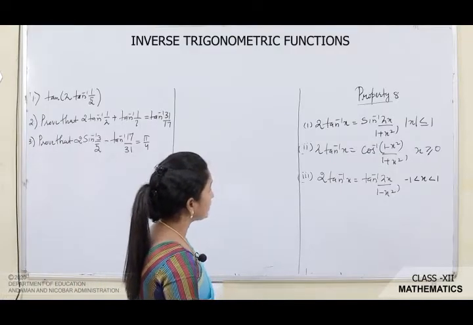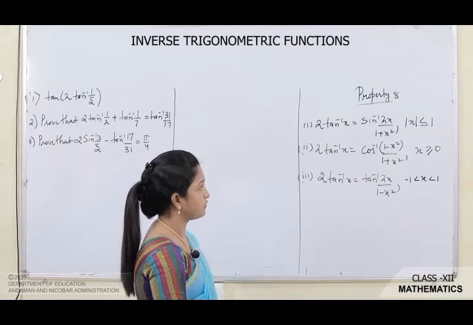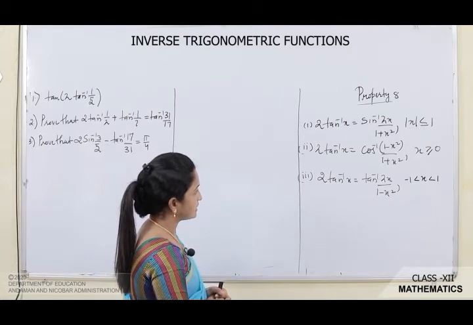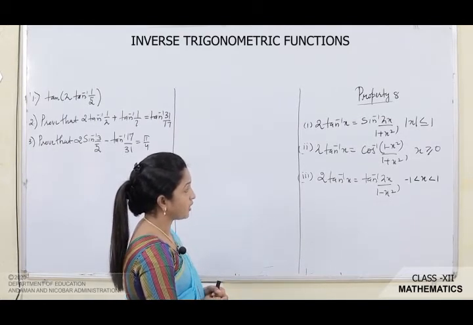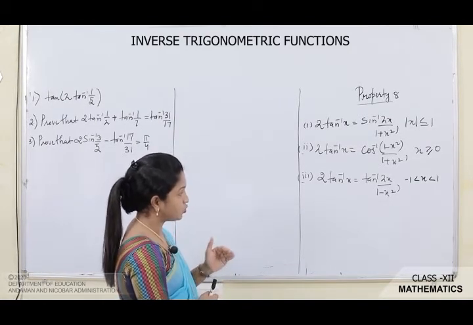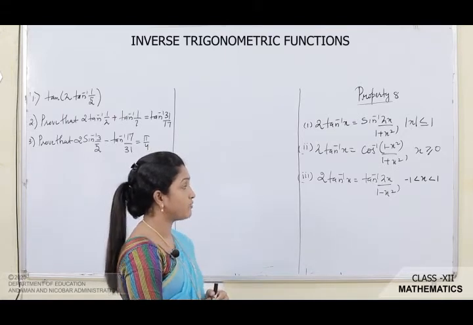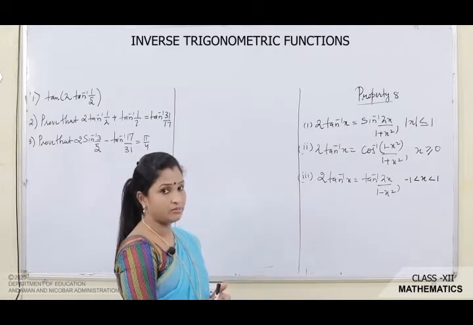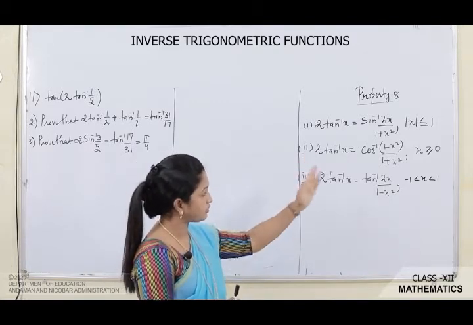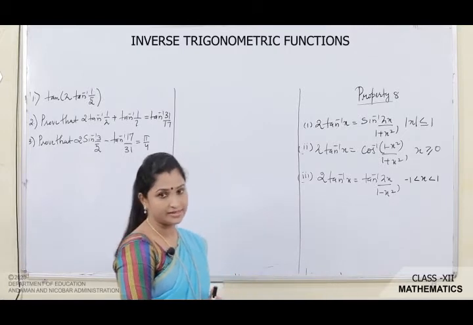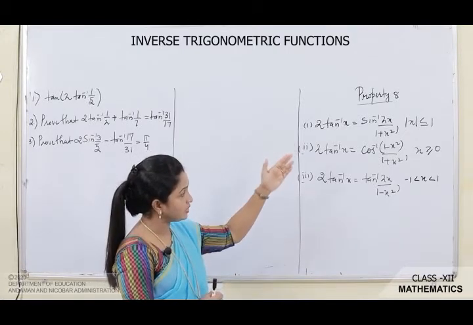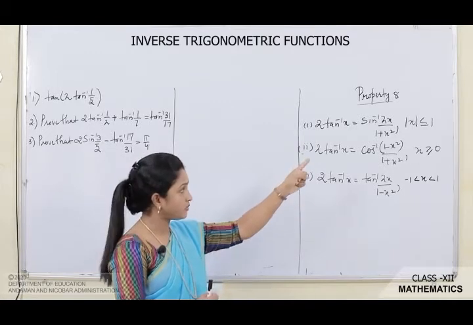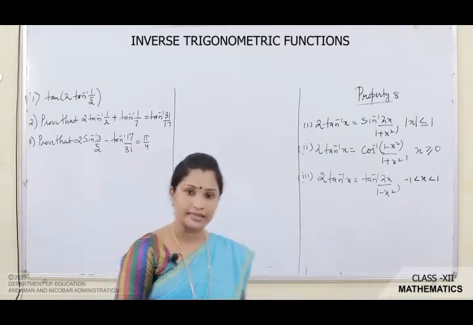The first one is 2 tan inverse x is equal to sin inverse 2x by 1 plus x square, for mod x less than or equal to 1. The second one is 2 tan inverse x is equal to cos inverse 1 minus x square by 1 plus x square, and the third one is 2 tan inverse x is equal to tan inverse 2x by 1 minus x square. What does it mean? All three are 2 tan inverse x, but one is given in terms of sin, one in terms of cos, and one in terms of tan. You can write 2 tan inverse x in all three, but they are different formulas: in terms of sin, in terms of cos, and in terms of tan.